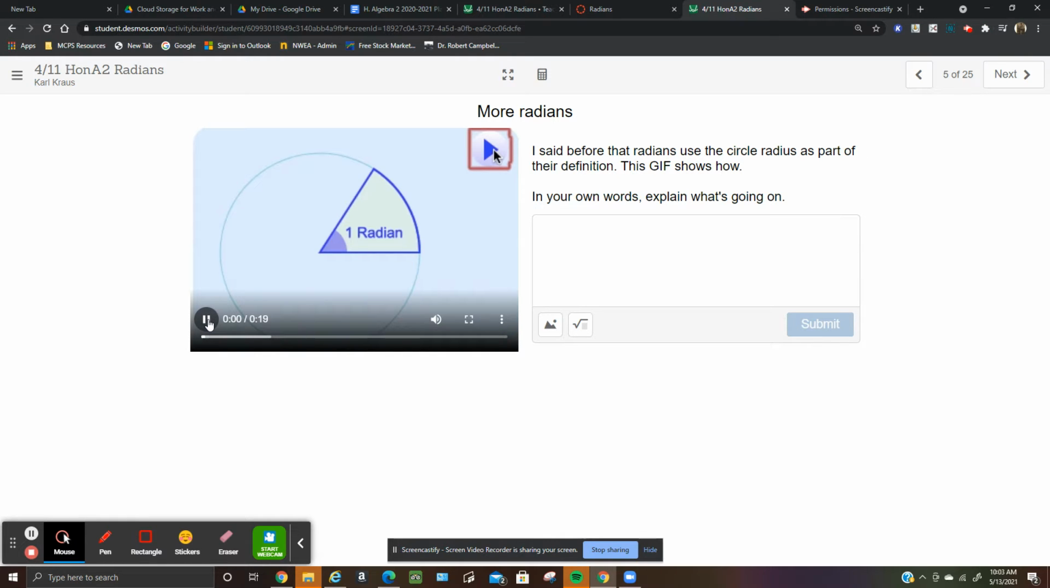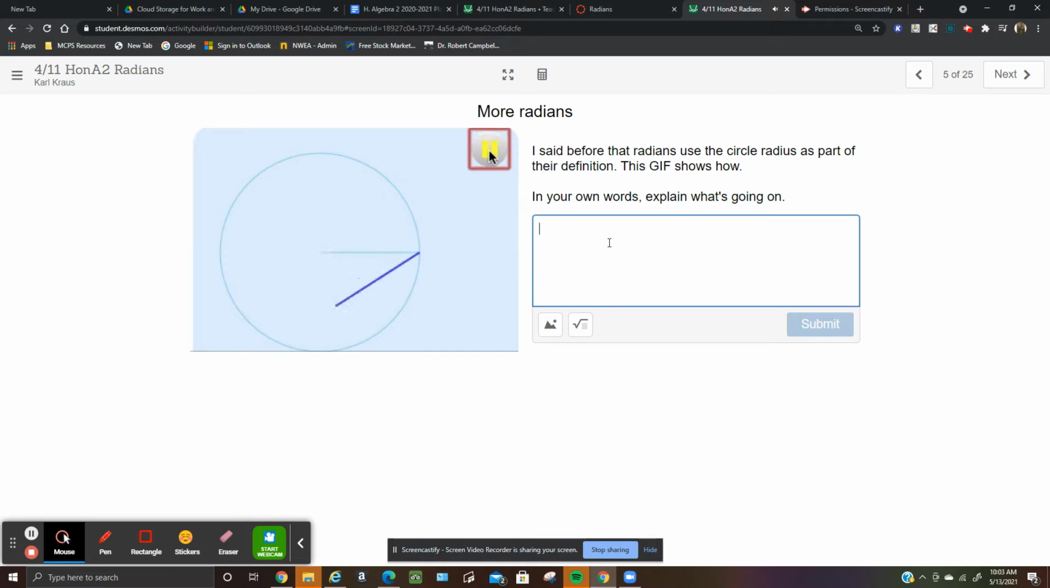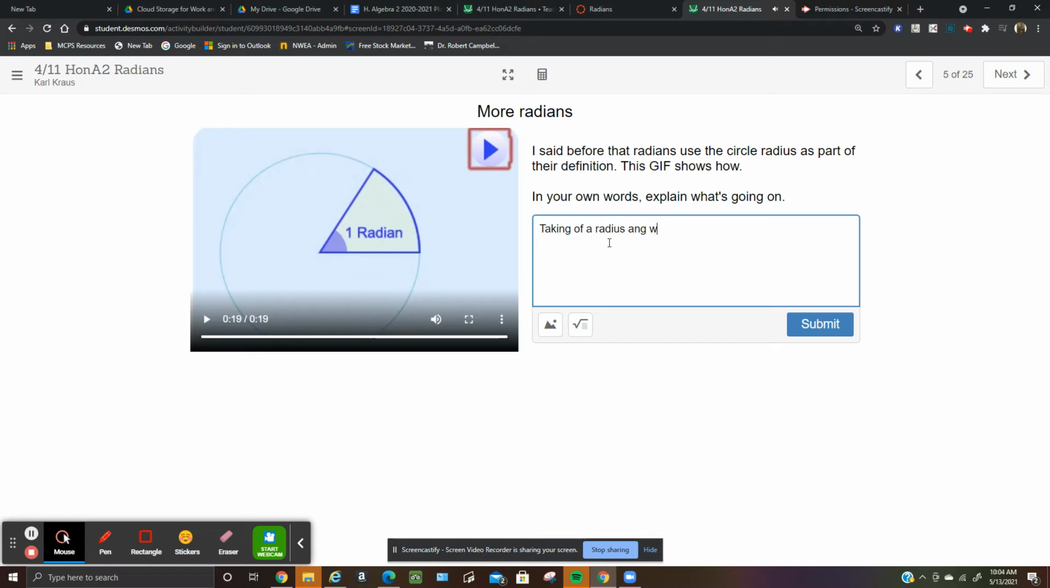So this is another illustration of what's going on. So what's going on here is taking the length of a radius and wrapping it around the circle.